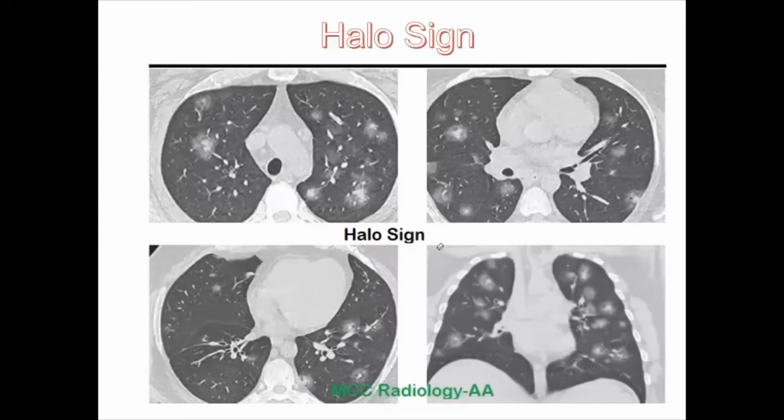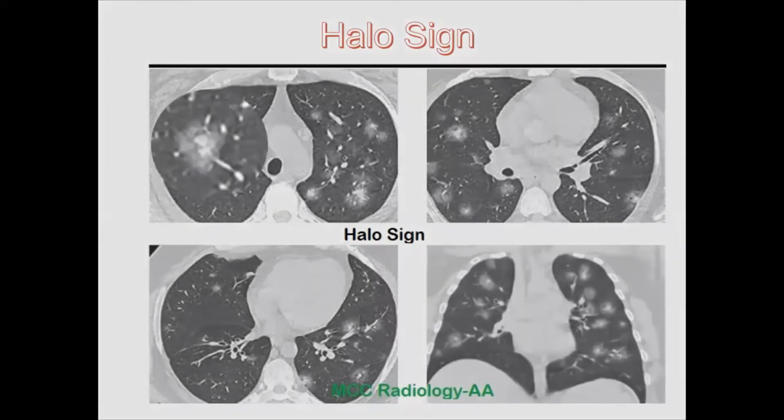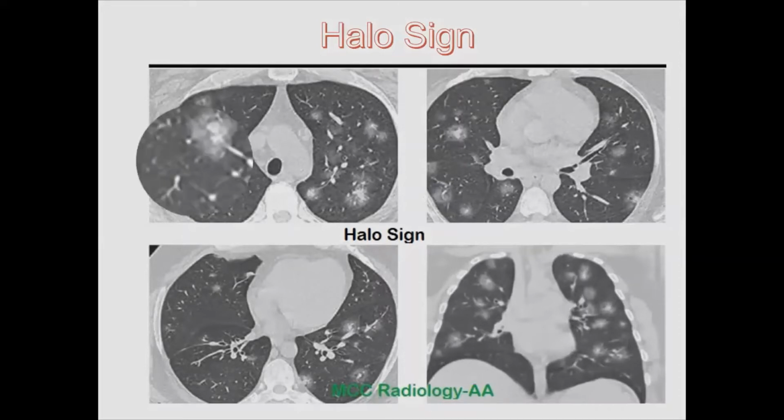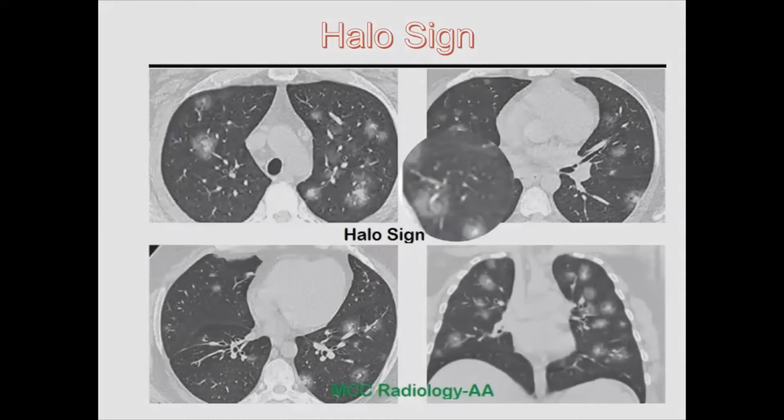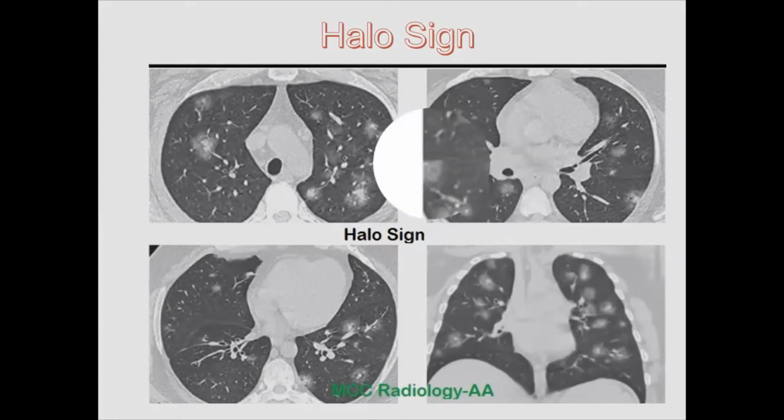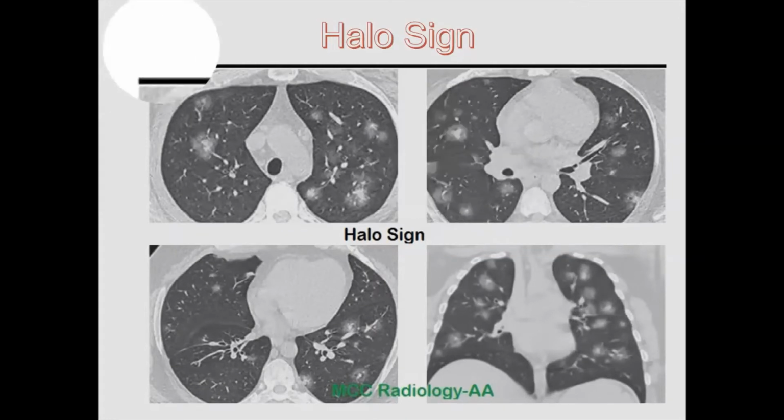As I demonstrate, you can see multiple consolidated patches over here. Look here, you can see the area of central brightness or hyperdense area surrounded by GGO. So this is the atoll sign. Here you can also see it on higher magnification. So this is the atoll sign. This is suggestive of organizing pneumonia.